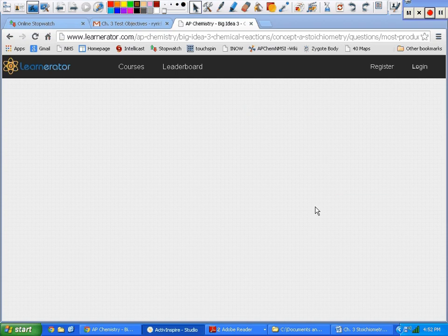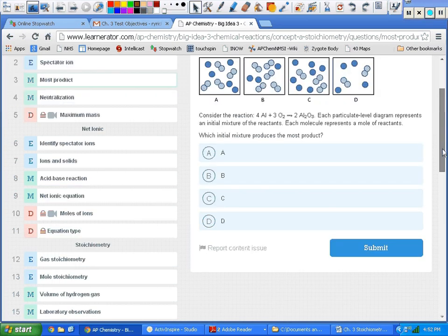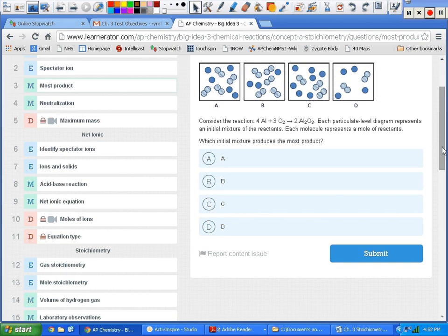This is what I want you to see. Wink, wink, hint, hint. You need to pay attention to something like this. Here is the particular reaction. It's 4 aluminums plus 3 oxygens makes 2 aluminum oxides. Okay? So for every 4 aluminums and 3 oxygens, you get 2 aluminum oxides.